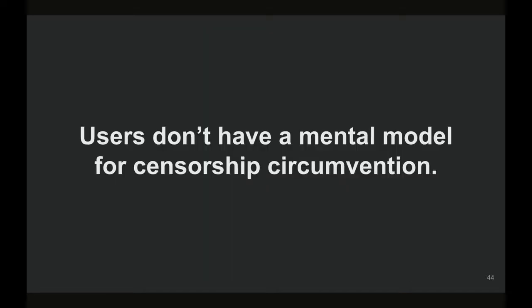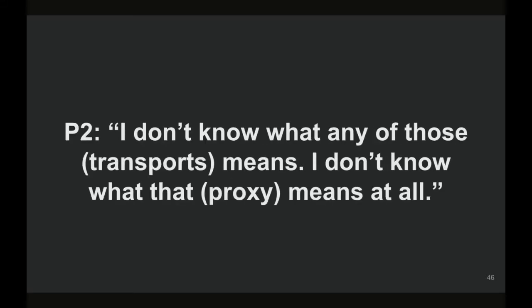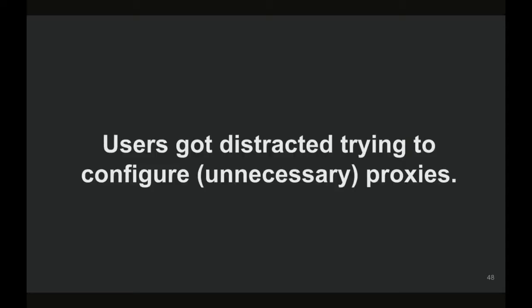The second thing we found out was that users don't have a mental model for censorship circumvention. They don't know what that is, and they don't know what any of those means, and they don't know what that means at all either. So I don't think it's actually fair to ask users to know Tor-specific concepts on first use, so we should work on a way to make this process easier for them.